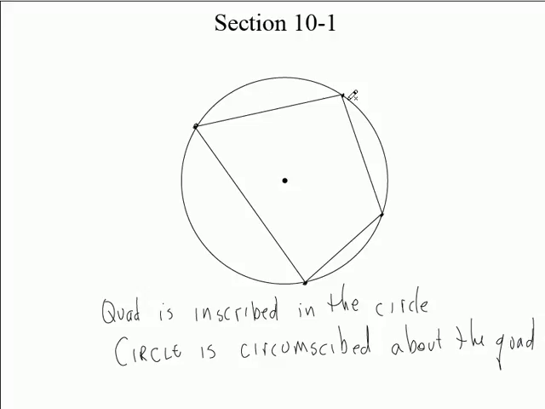Okay? So we just say it's inscribed. This is inscribed in the circle, or we could say the circle is circumscribed about the quadrilateral. Make sense? Just vocab, no big deal. You don't have to worry about any math on that. Okay? All right, that's done.